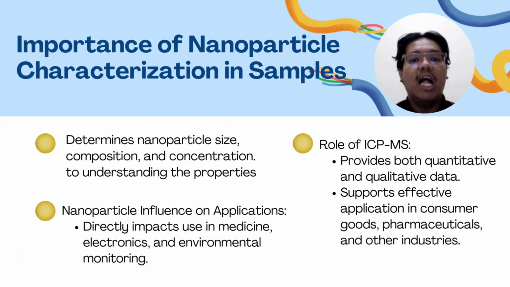The importance of nanoparticles to us is the characterization in the sample. So we have two factors. First, by determining the nanoparticle size, composition and concentration, it helps us understand the properties of nanoparticles. Other than that, nanoparticles right now influence applications, directly impacting use in medicine, electronics and environmental monitoring. So we use ICP-MS to characterize the nanoparticles. The role of ICP-MS itself is to provide both qualitative and quantitative data to us and also support effective application in consumer goods, pharmaceutical and other industries.